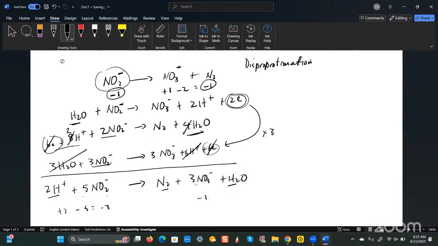Now remember, this is under acid conditions. Right, what we just did. So you could be asked for this, but you could also be asked for the equation for the reaction under basic conditions.